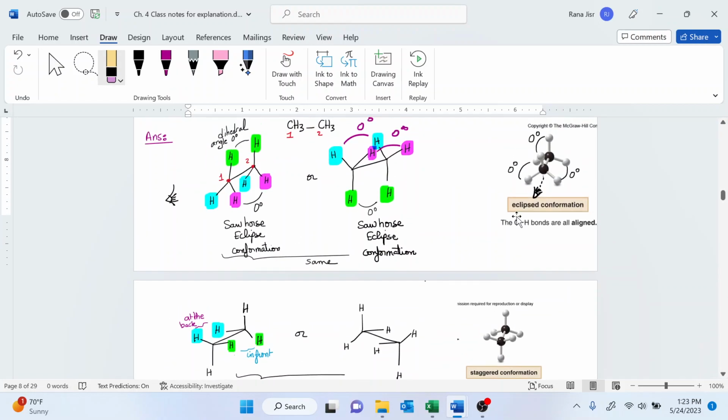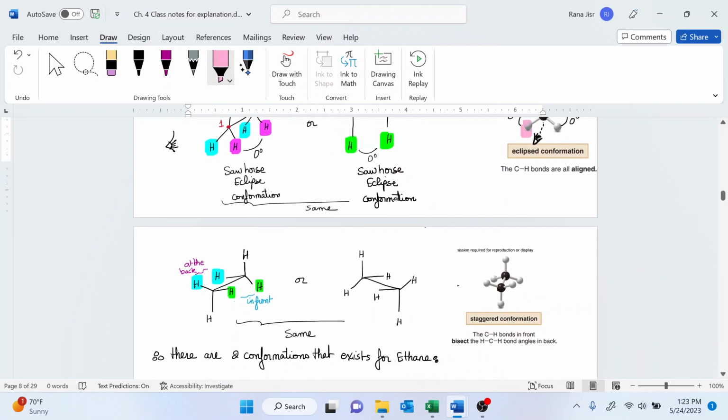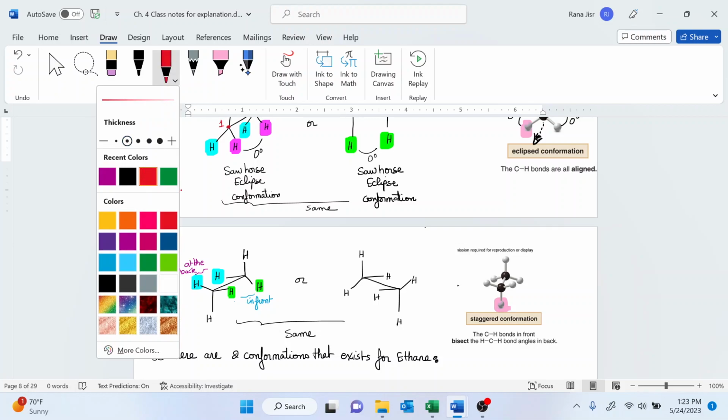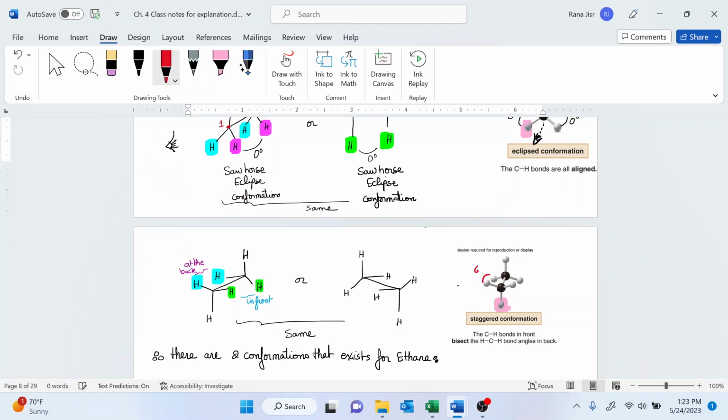Staggered conformation is when you fix one carbon in the eclipse and rotate the other carbon 60 degrees. So when you rotate this carbon 60 degrees, this hydrogen here ends up being down there. Your dihedral angle between those two bonds here is going to be 60 degrees, and between those two bonds here, it's going to be 60 degrees.